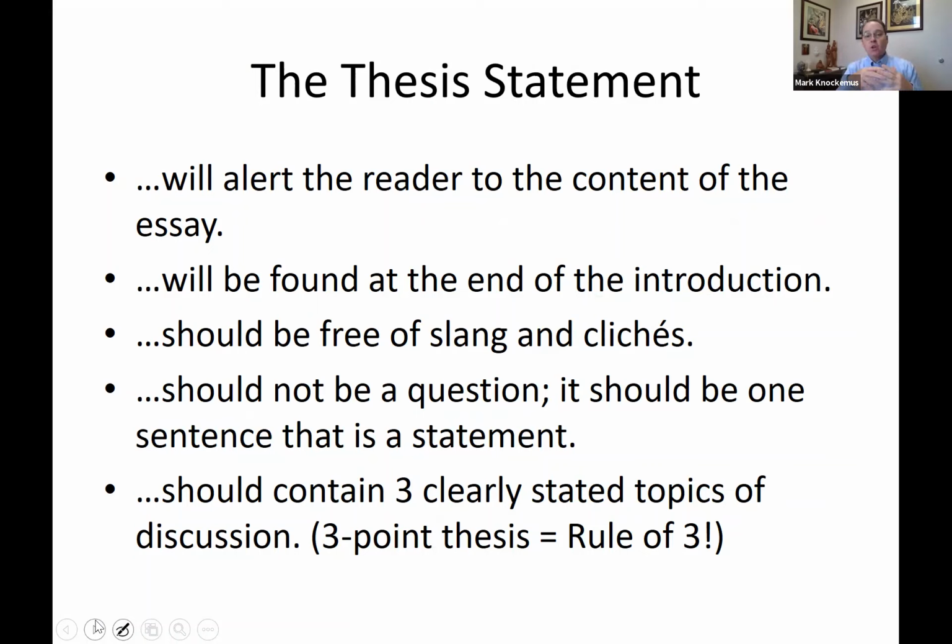The thesis statement should alert the reader to the content of the essay. It should be found at the end of the introduction. No slang, no clichés. Remember what those clichés are from earlier lectures? And slang, that's part of the bottom of the staircase with word choice. The thesis statement should be a statement, not a question. And it should contain how many clearly stated topics? Three. That's what we're working with, the rule of three to give us a three-point thesis.